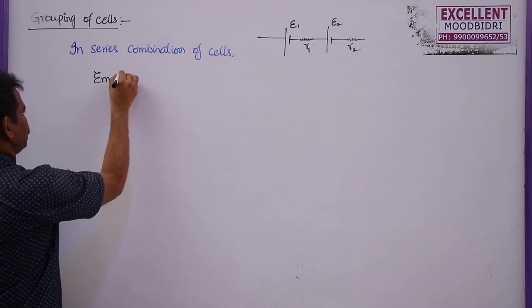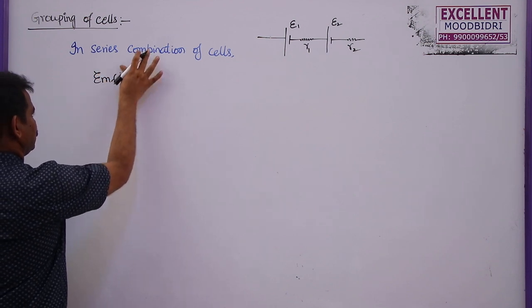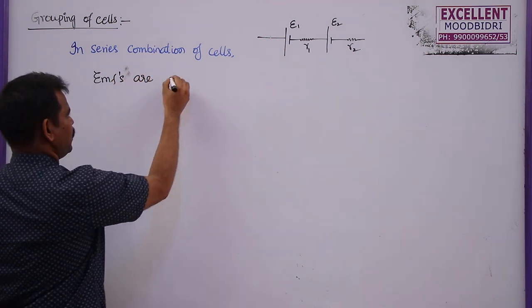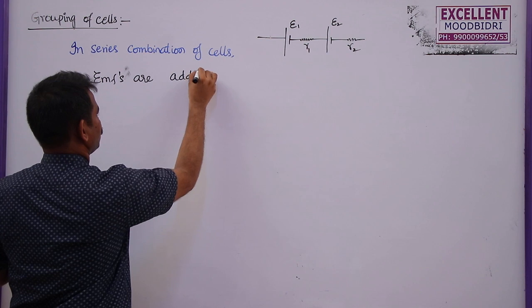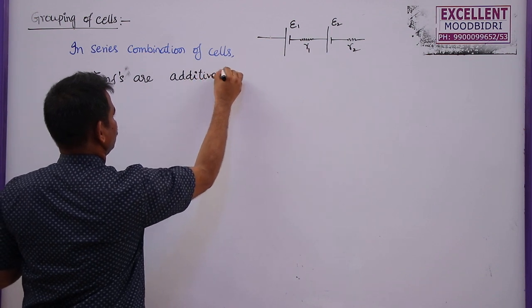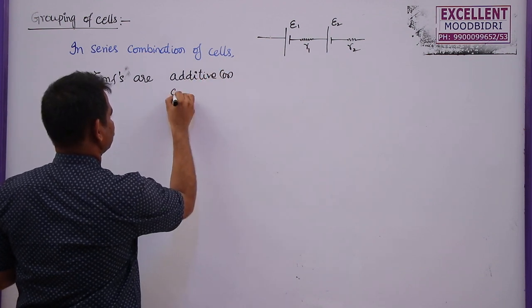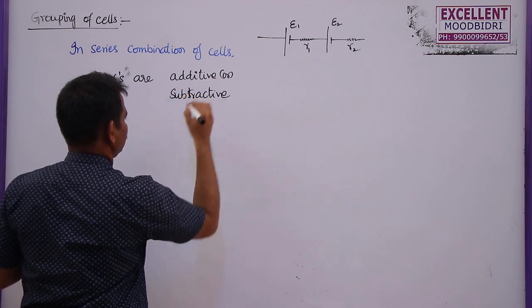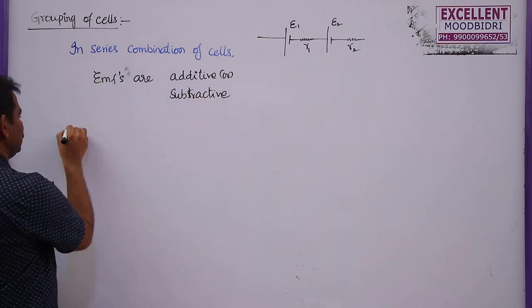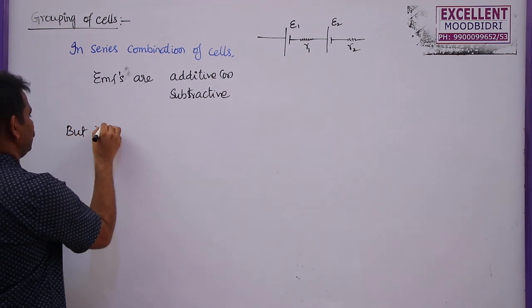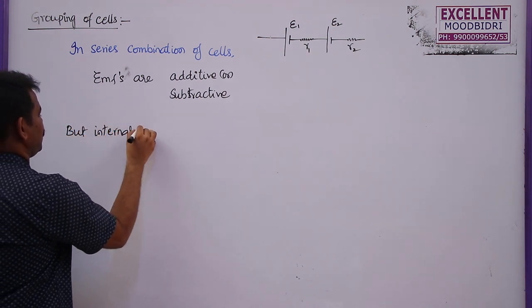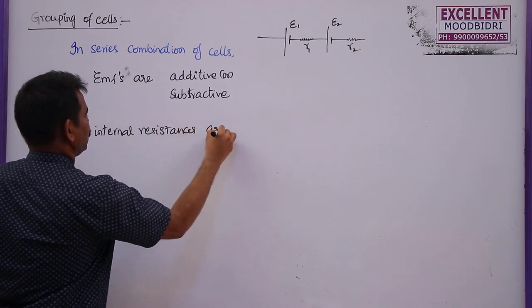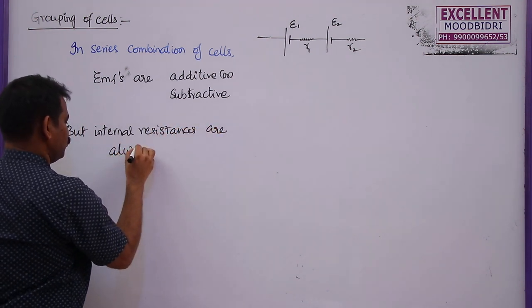EMFs are additive or subtractive, but internal resistances are always additive.